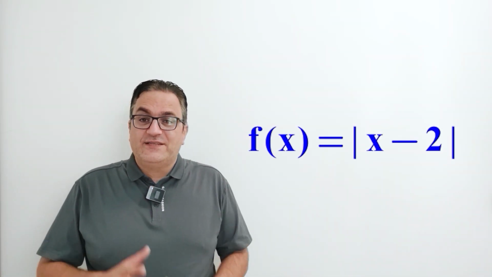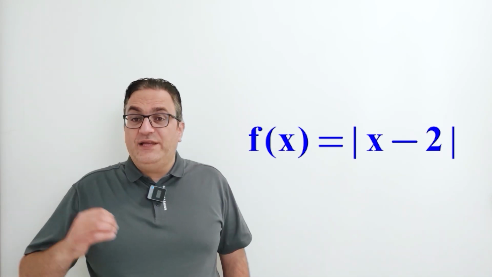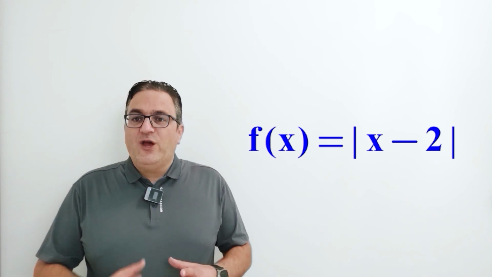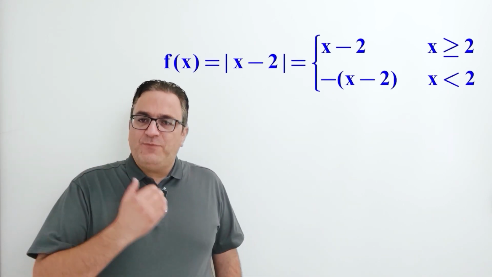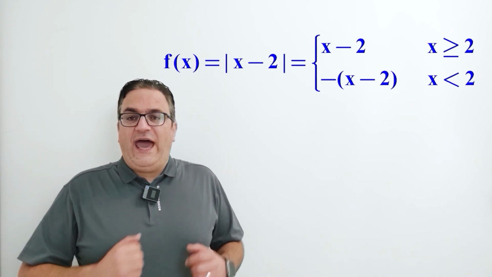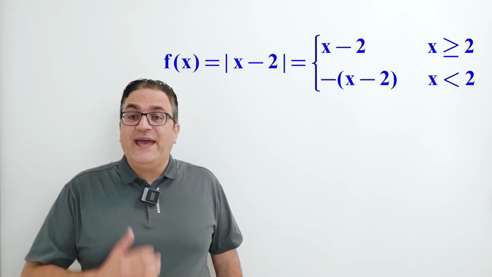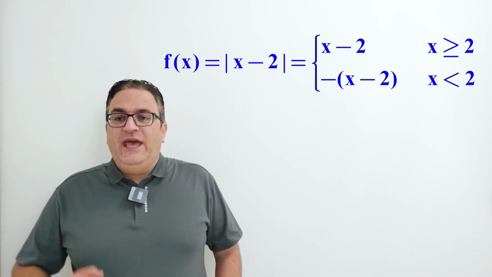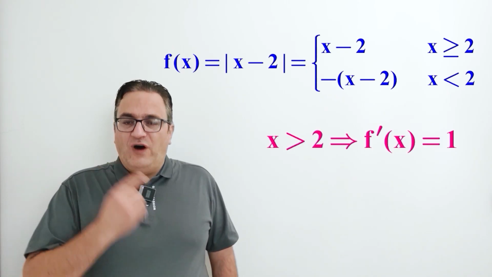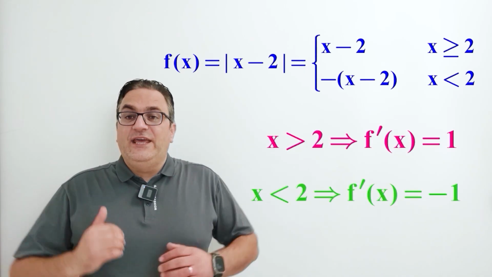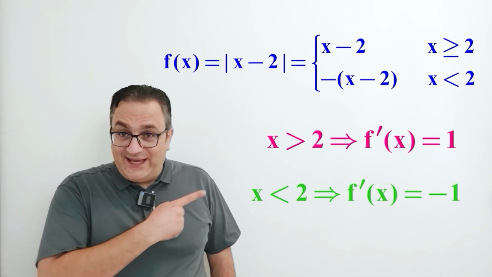Let's do another one. Find the derivative of f of x equals the absolute value of x minus 2. First write it in piecewise form. The absolute value of x minus 2 equals x minus 2 if x is greater than or equal to 2, and negative (x minus 2) if x is less than 2, like this. Now differentiate each part. f prime of x equals 1 if x is greater than 2 and negative 1 if x is less than 2, like this.